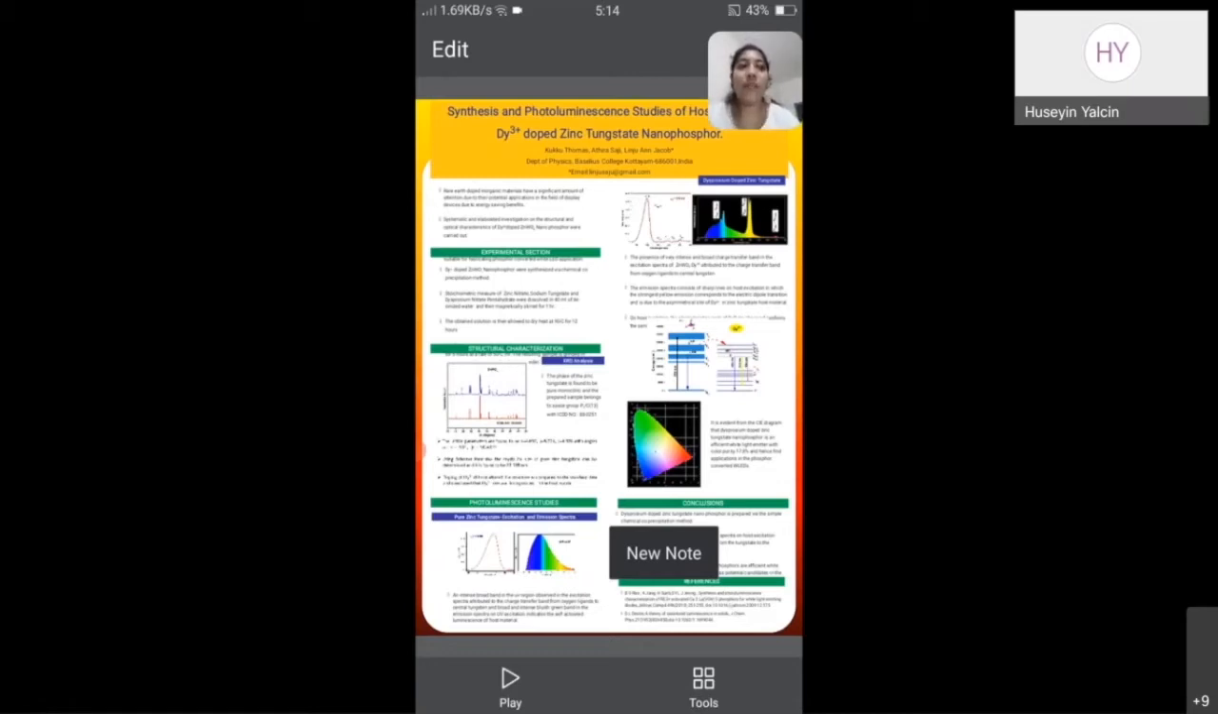Next are the optical characterization techniques. We take the excitation and emission spectra of both pure zinc tungstate and dysprosium-doped zinc tungstate. The emission spectra of the pure zinc tungstate indicate that our host matrix has a self-luminescent character.